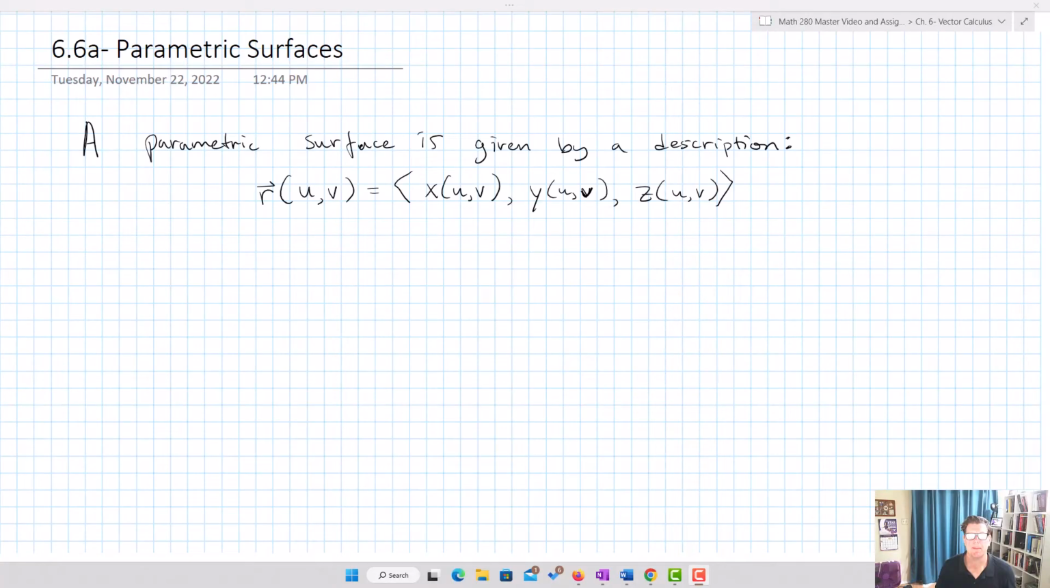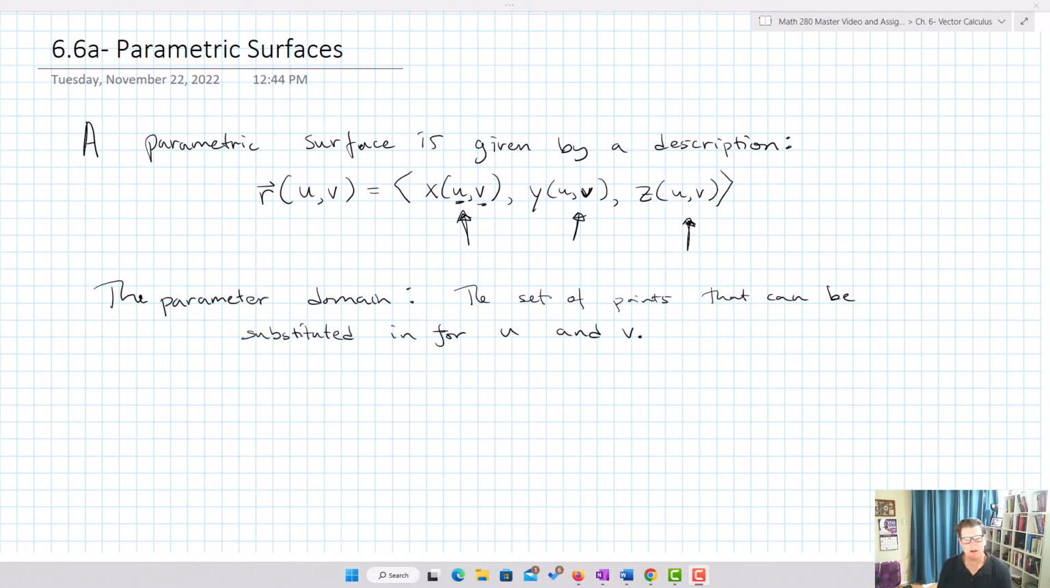So we're going to begin by stating that a parametric surface is given by a description, r of u, v. It's a vector, and that's equal to x of u, v, y of u, v, z of u, v. So we have an x component, a y component, and a z component, and each of those components is parametrized in terms of u and v. This makes sense, given that we're looking in three dimensions, so we need our parametrization to have two variables to go along with this r, which is our dependent variable.